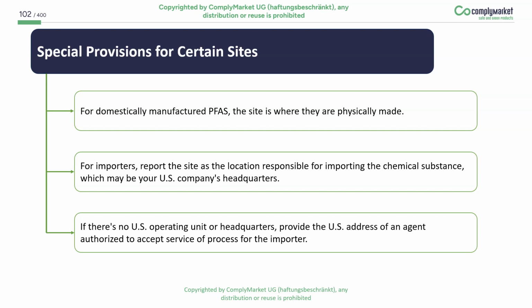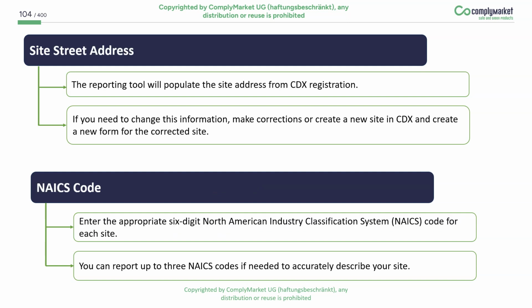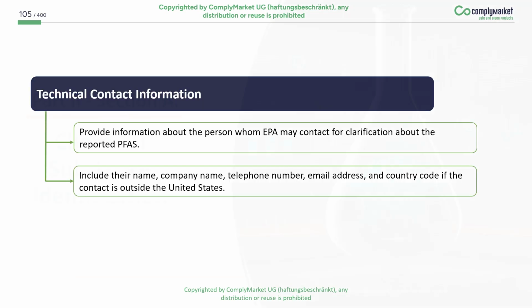Also, for domestically manufactured PFAS, report the site where they are physically made, because sometimes it is not the real site. Site name will be populated from CDX registration, and you can make corrections. Then site street address, NAICS code, the six digits of the North American Industry Classification System, and technical contact information.